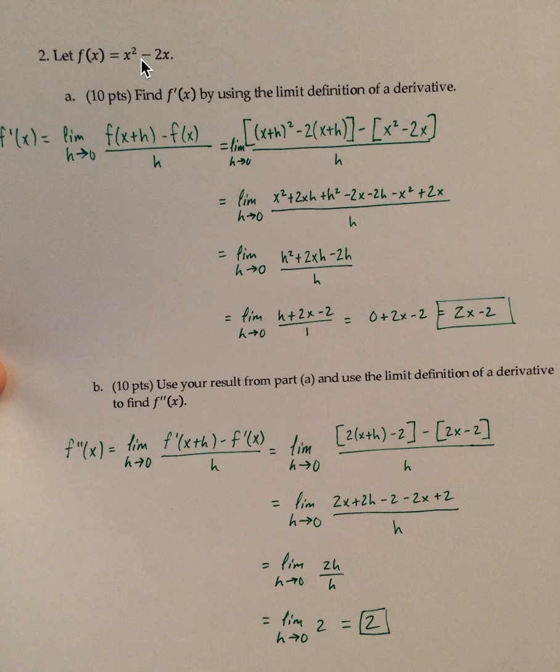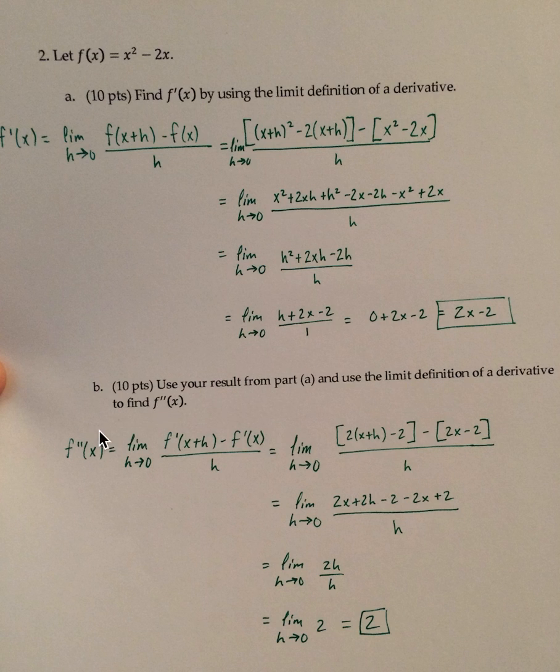And look, since we know the power rule, you can look at this instantly and be like, oh, well, my answer better be 2x minus 2. And please, this says by using the limit definition of a derivative. If you just write 2x minus 2, I'm going to feel sorry for you because you're going to get 0 out of 10 points.